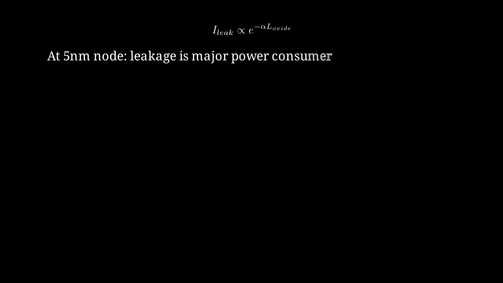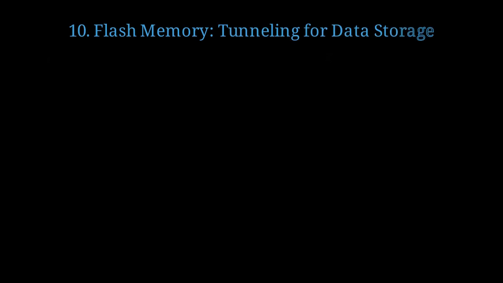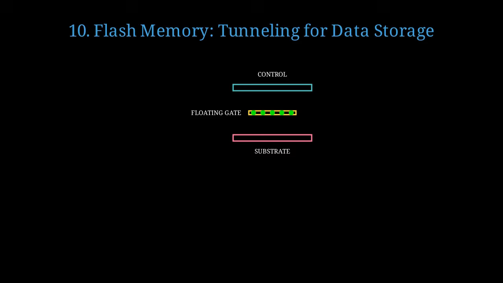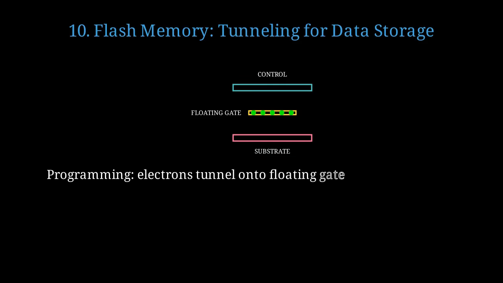At the 5 nanometer technology node used in modern processors, tunneling leakage has become one of the major power consumption mechanisms, limiting further miniaturization. Flash memory brilliantly exploits quantum tunneling to store data permanently without power. Flash memory has a floating gate surrounded by insulating oxide. Electrons tunnel onto this gate when programming and tunnel off when erasing, but stay trapped for years when no voltage is applied. During programming, a high voltage causes electrons to tunnel through the oxide onto the floating gate, where they become trapped. The stored charge persists for more than 10 years because the tunneling probability at zero voltage is vanishingly small, essentially zero.